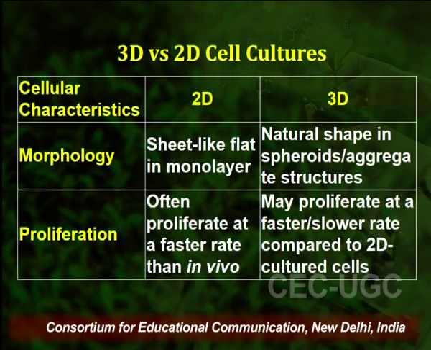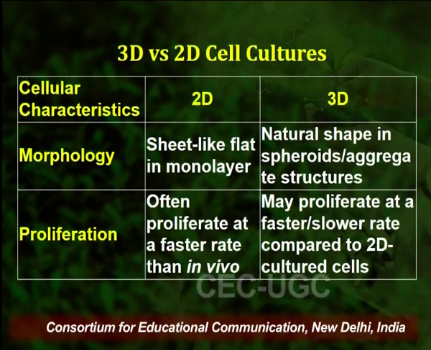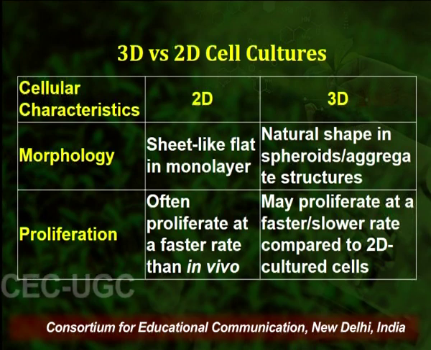Now if we have a brief comparison of 3-dimensional versus 2-dimensional cell cultures, we can compare them in terms of different parameters. First one is the morphology. As I told you, in 2-dimensional cultures, cells were largely present in a monolayer, and therefore they have a flat sheet like appearance, whereas in 3-dimensional cell cultures they have a natural shape in the form of spheroids or aggregates.